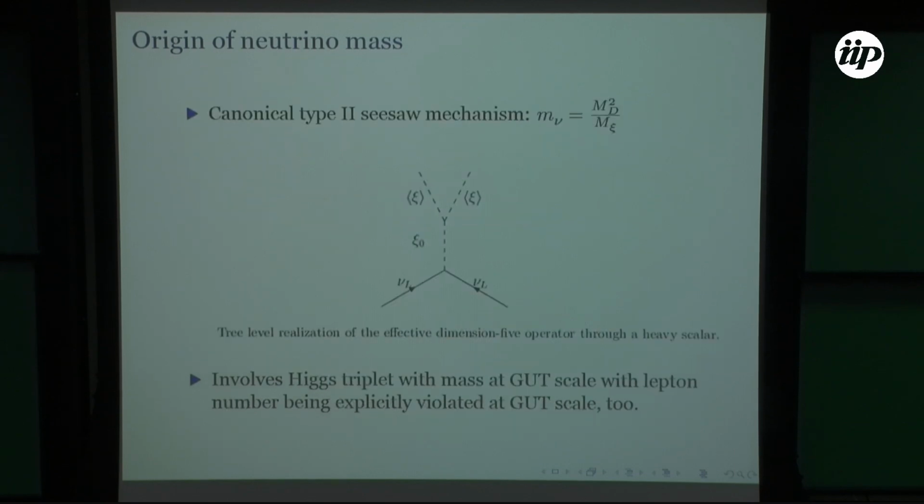Another possibility is the type 2 seesaw mechanism. Type 2 seesaw mechanism requires a scalar triplet. When the neutral component of this scalar triplet develops a VEV, you have the seesaw mechanism. But in this case, again, this scalar triplet must have mass at the GUT scale, very heavy.